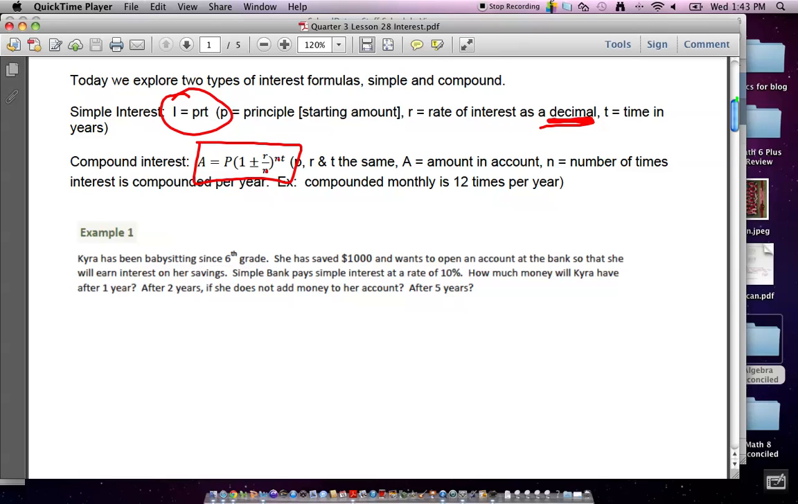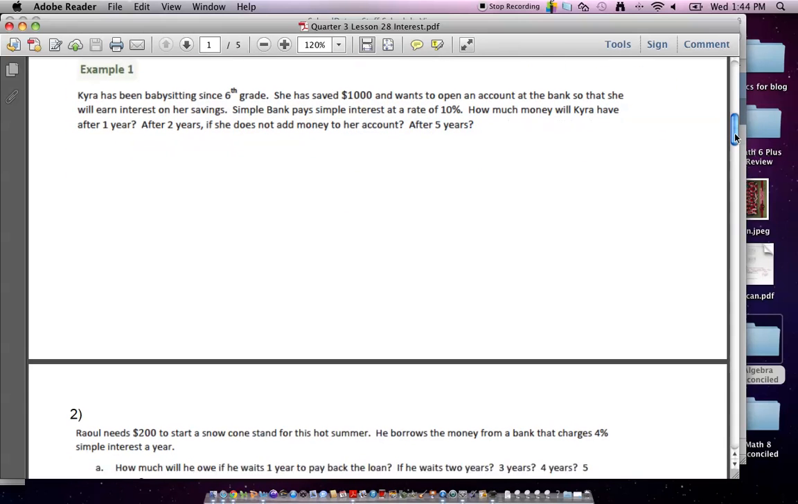Now let's go through some really simple examples of simple interest, and then some simple examples of compound interest, and then I will show you how this has made me, I wouldn't call myself rich, but comfortable, because I use the miracle of compound interest to my advantage.